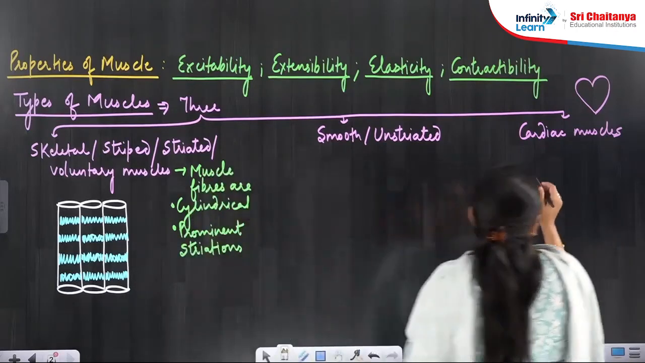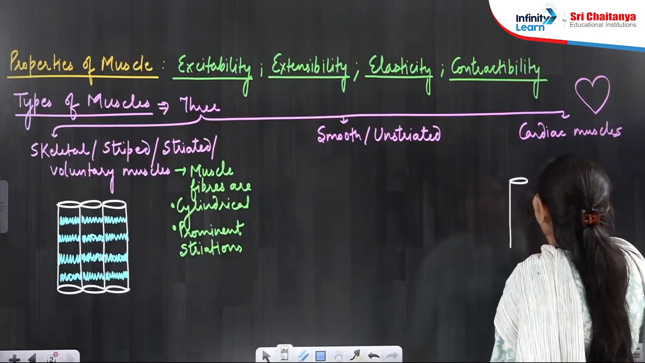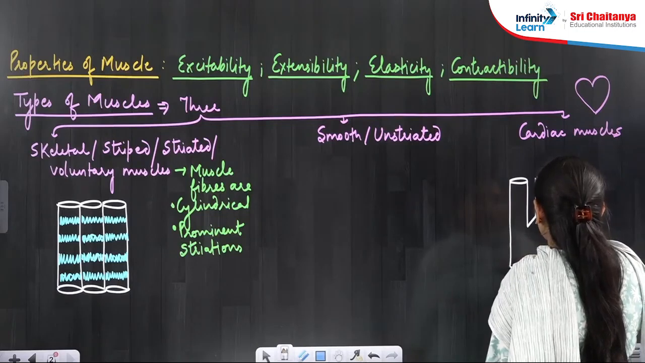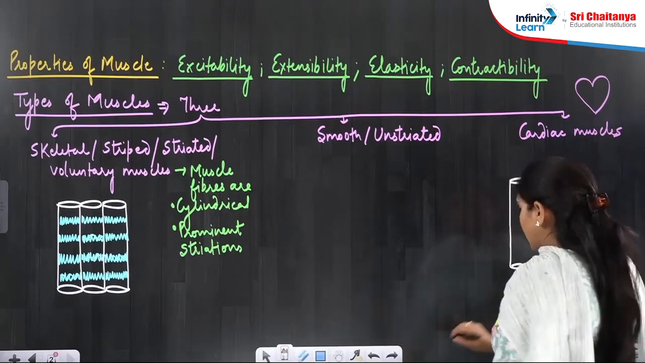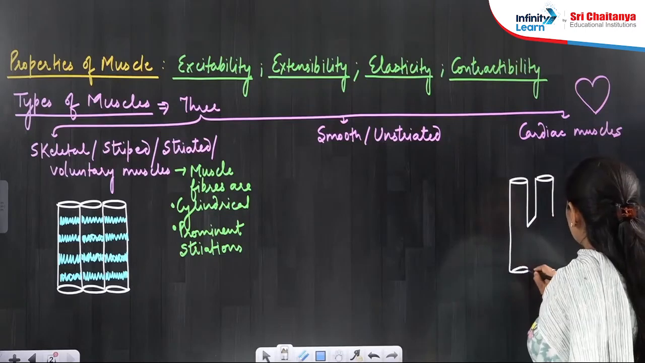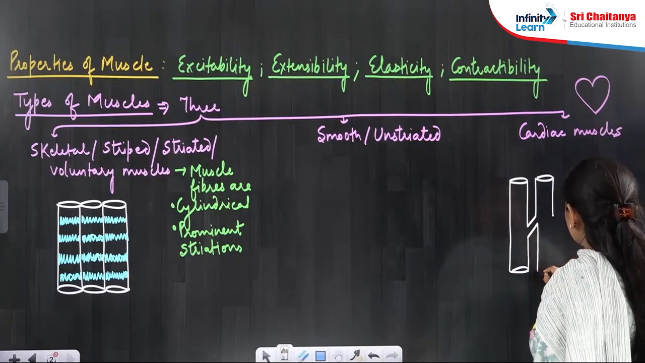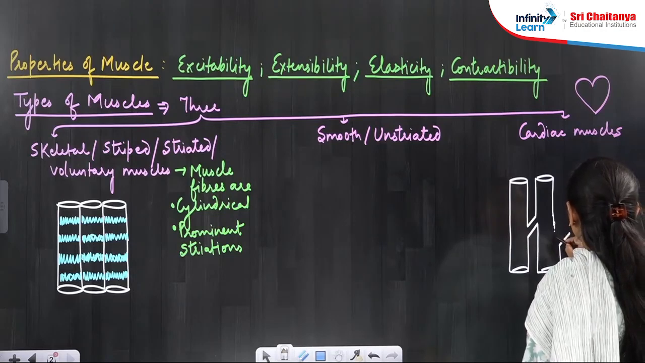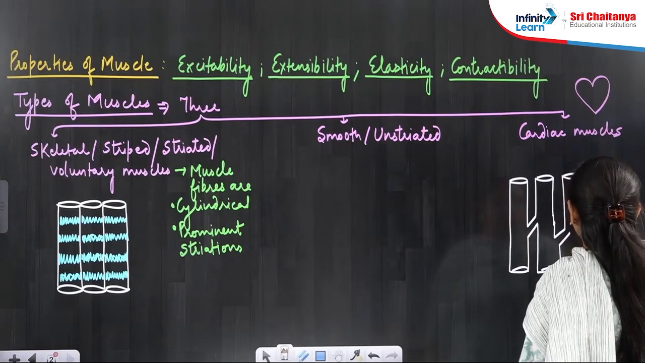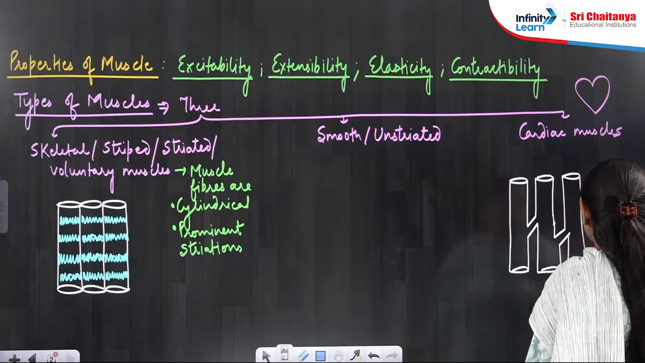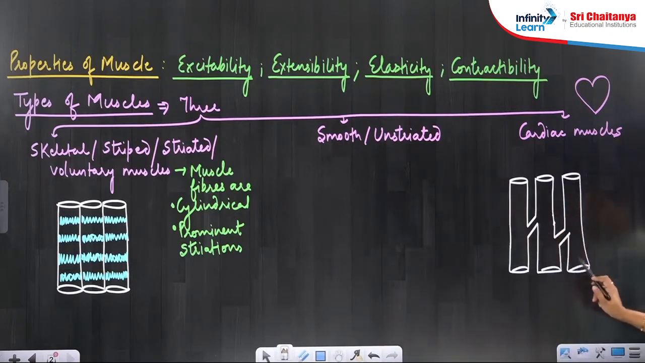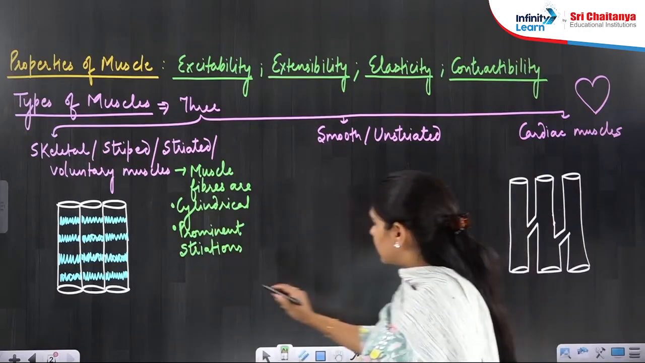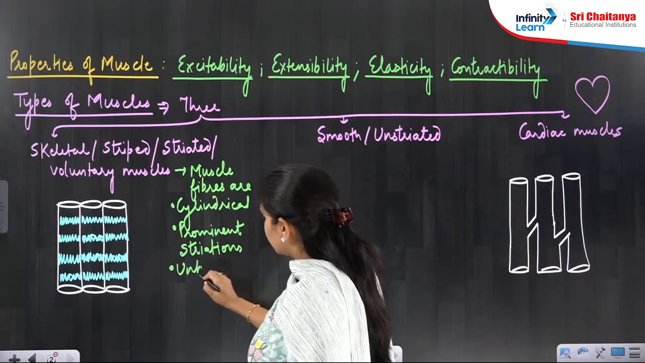Let me show you here. These muscles are also cylindrical, but they are branched also. Can you see here? I am making a branching kind of a thing. So here you can see the branched muscle fiber. They are branched. But here there is no branching. These are unbranched.